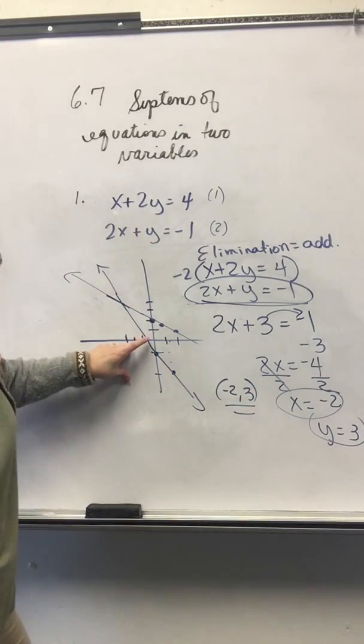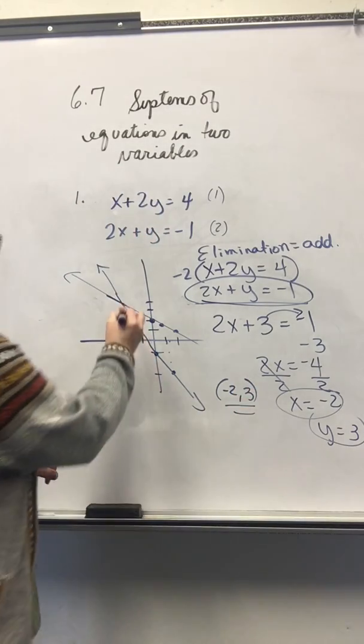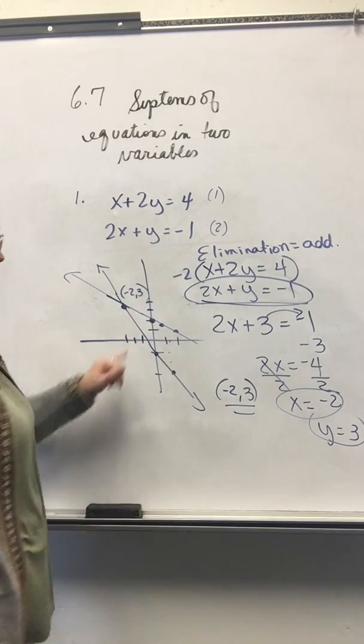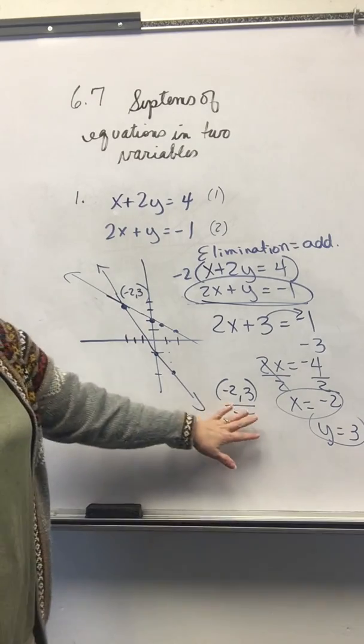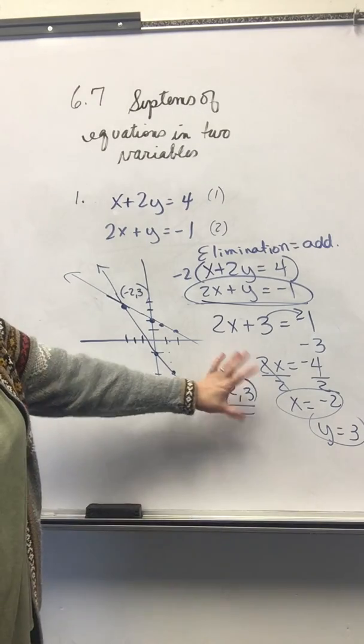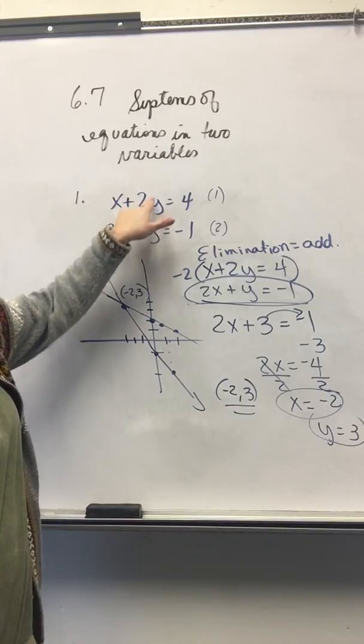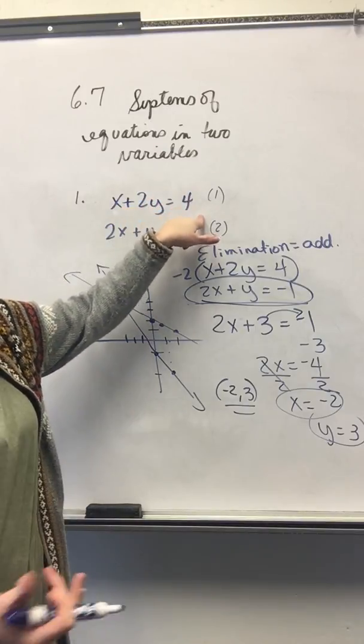And it kind of looks like it. Like I said, I didn't graph greatly here without the perfect graph paper, but it's in the ballpark. Back 2 and up 3 should be the intersection. Also, I know that's right if I can check it. Is negative 2 plus 2 times 3 equal to 4? And yes, now it works.